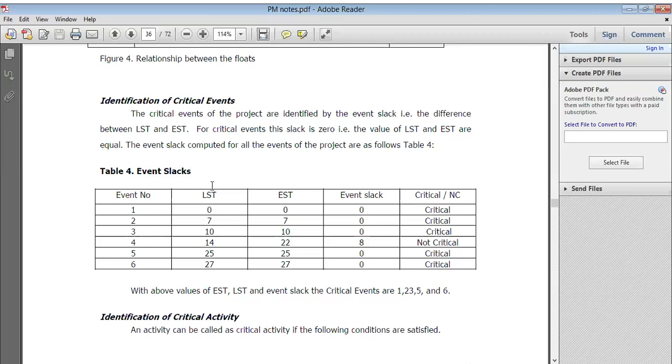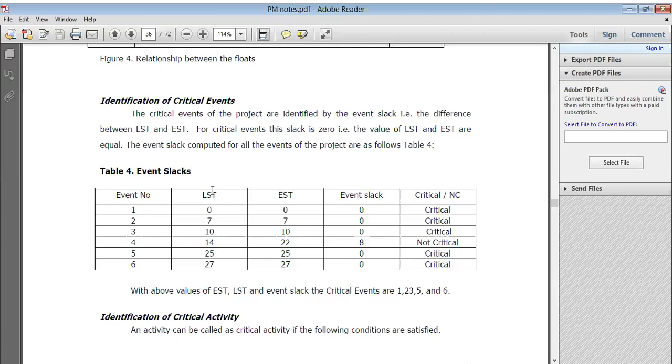The event numbers are 1 2 3 4 5 6 7 8 9 10. Then the latest time when you start in days: latest start time is 0 when you start. Then 7, 10, 14, 25, 27, whatever. Earliest time is 0, then start at 7, 10, 22, 25, 27. Then event slacks 0 0 0 0 8, the difference we have calculated here. And it is critical, and when it is the same way, it's not critical, because A, B, C, D everyone hands over the task.